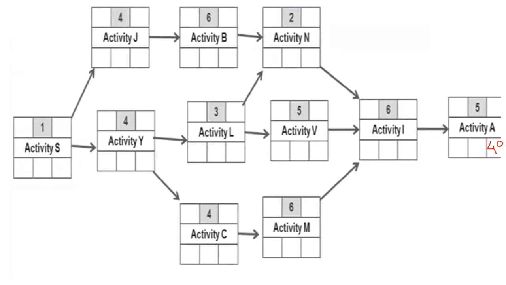So we will use this as a starting point and we'll do a backward pass. So if you could just give it a go, start by putting the contractual finish date of 40 in the late finish cell of the last activity and work backwards. So we definitely do not want this project to take any more than 40 days because there are huge penalties involved.